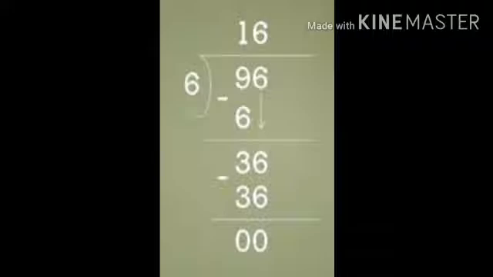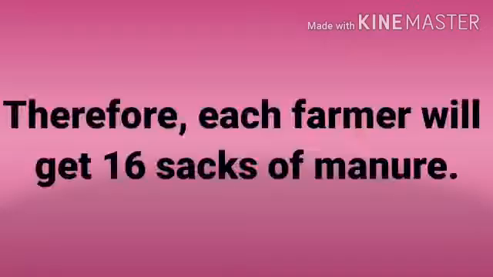So 96 divided by 6, 6 1 times is 6, so 9 minus 6, we get 3. 6 will be carried forward. We get 36. So 6 6 times is 36. So 36 minus 36, the answer is 0. Therefore, each farmer will get 16 sacks of manure.